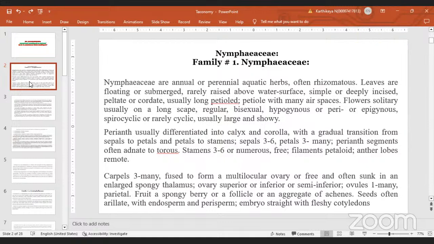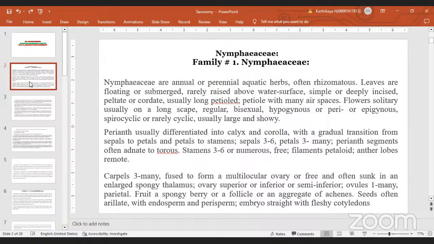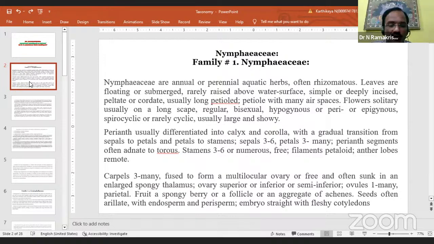Regions. Origin, O-R-I-G-I-N. Origin means starting. Okay, tissues. Based on the origin, on the basis of origin and development of the initiating cells, there are generally three classes recognized.